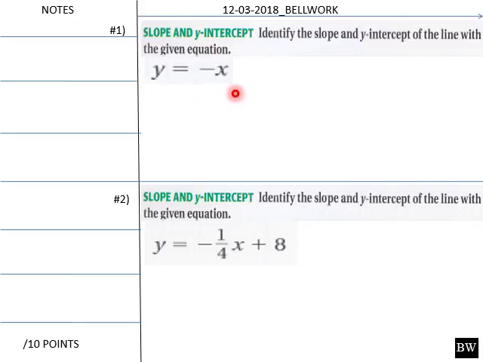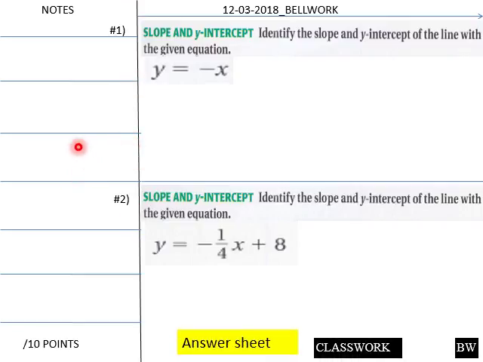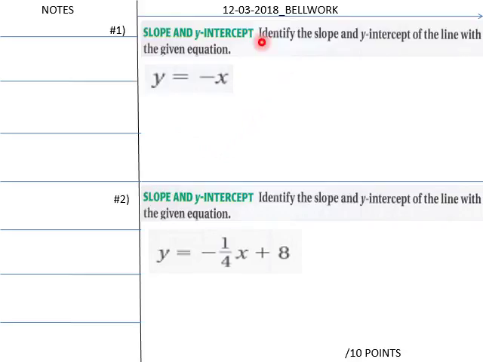Teachers, here is the bell work for this lesson. Slope and y-intercept, and then slope and y-intercept. Give your students about 4 minutes to complete this. Okay, welcome back. We're going to our solutions now for our bell work.